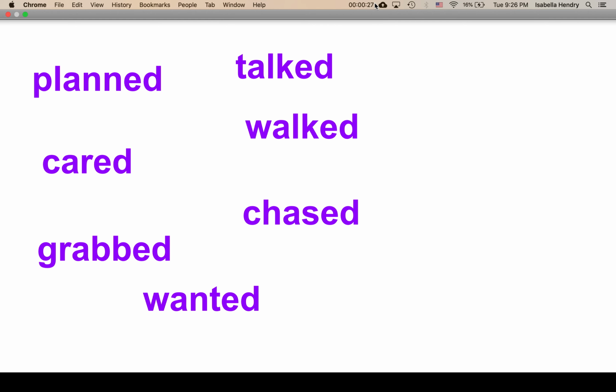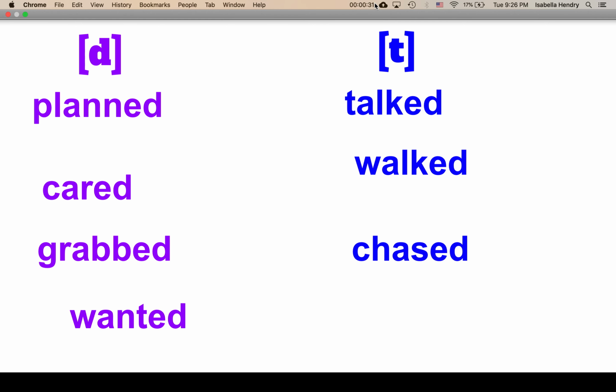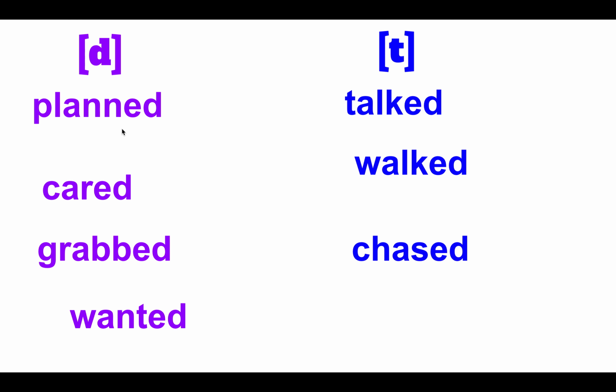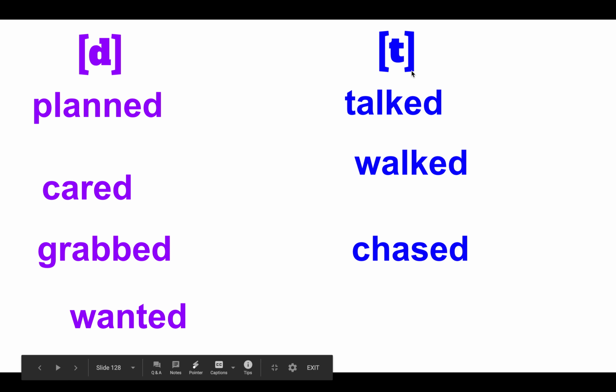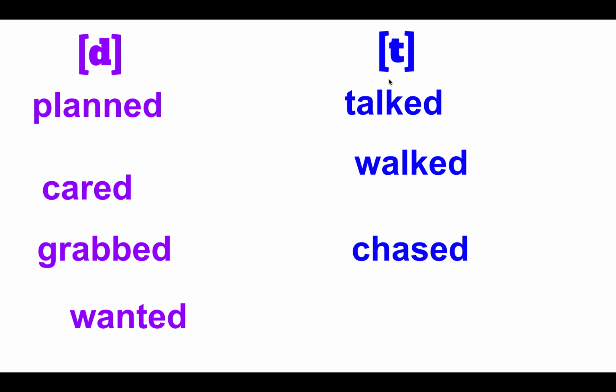Now you might have noticed that some of those endings sound a little different. There's actually two different sounds. There's a D, like planned, cared, grabbed, wanted, and there's a T, like talked, walked, chased.